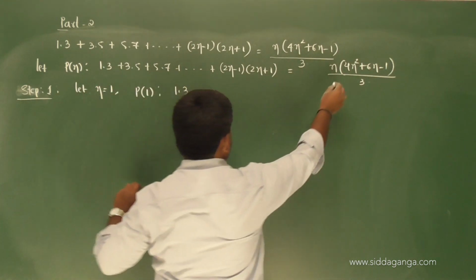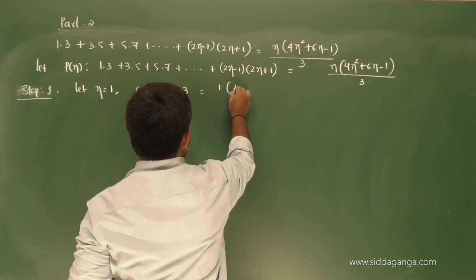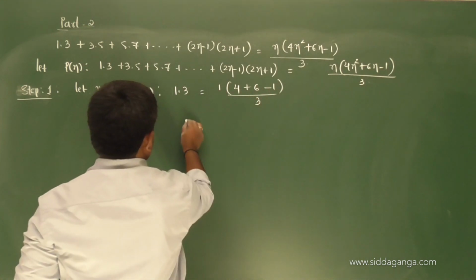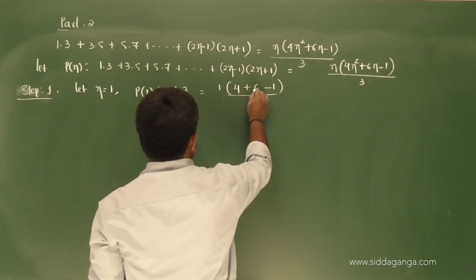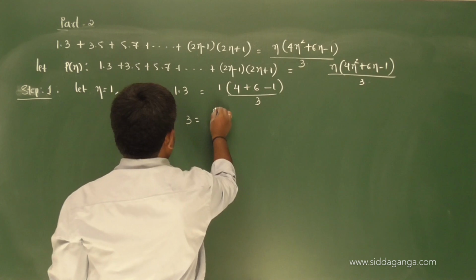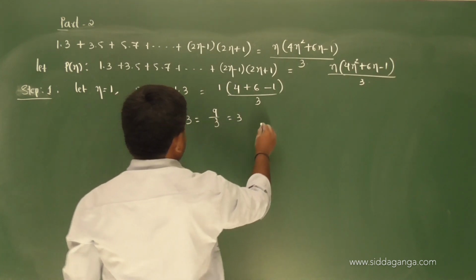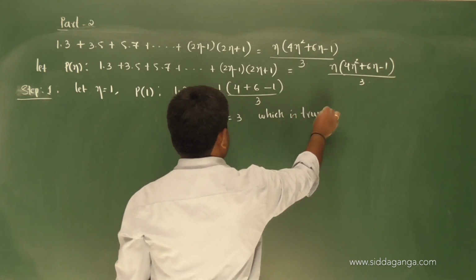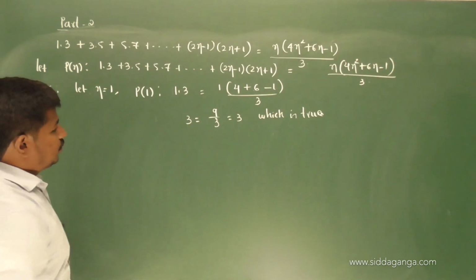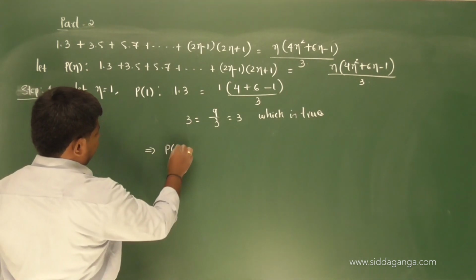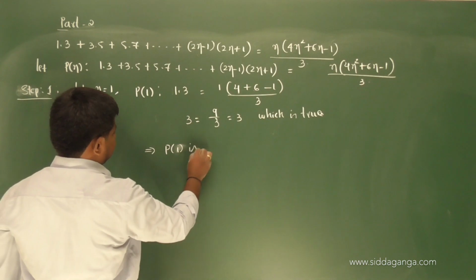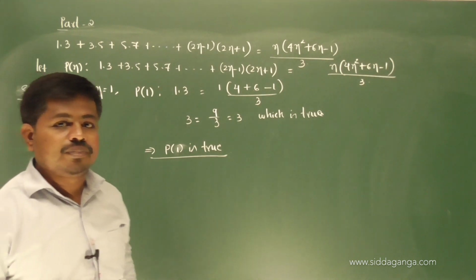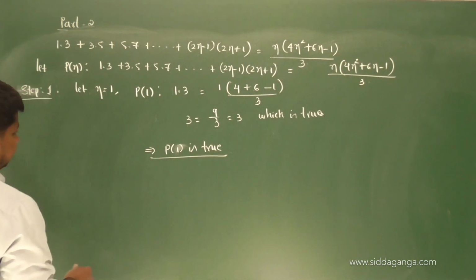In the RHS, substitute 1 in place of n: 1 into 4 into 1 square, plus 6 into 1, minus 1, by 3. So 3 is equal to 4 plus 6, 10 minus 1, 9 by 3. That is equal to 3. So which is true. Hence, P of 1 is true, right? Okay, now what is the next step? Step 2 is what?